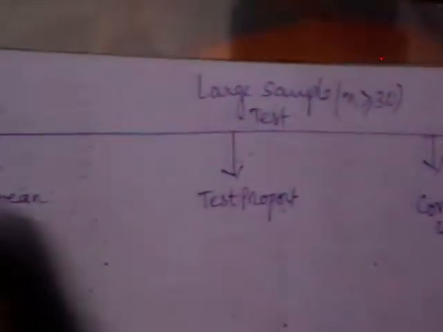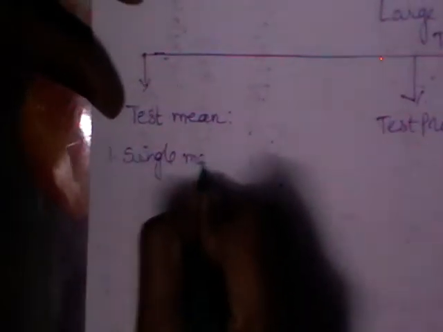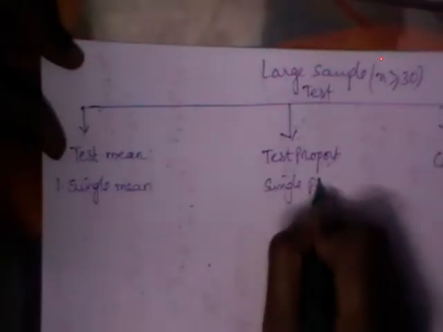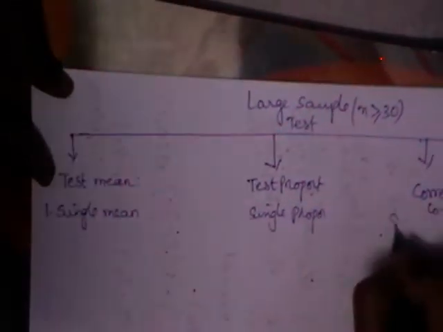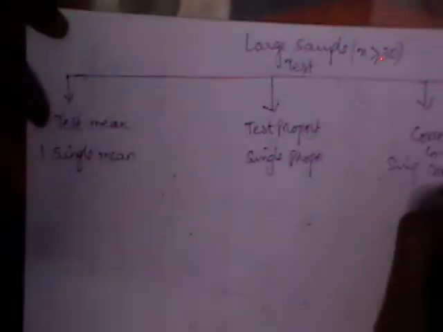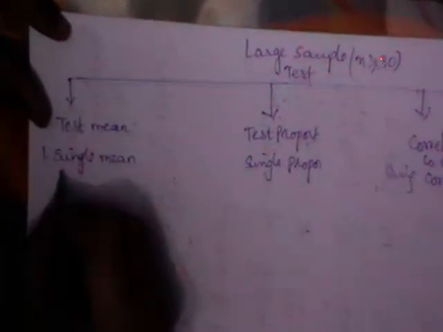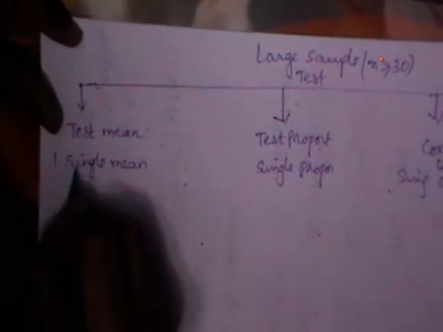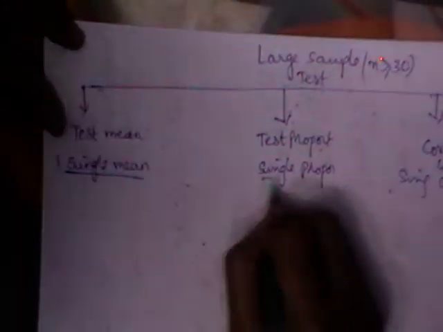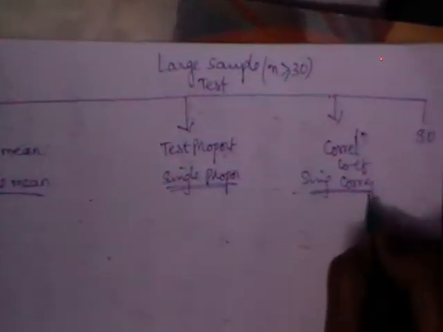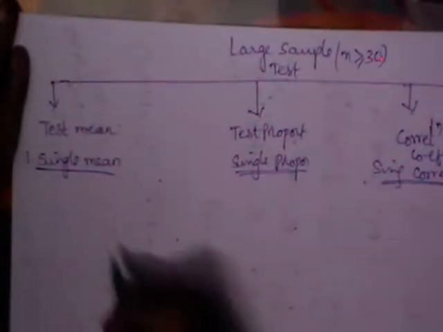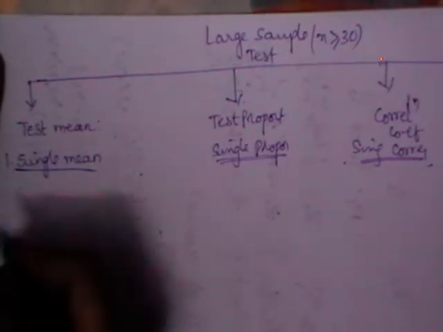The test for mean means you will have the test for a single mean, single proportion, single correlation coefficient. Let us see what the steps are here. You should describe what the sample size is. I am writing the steps here, at a glance. The explanation is over; I am just giving an overview of the test here.